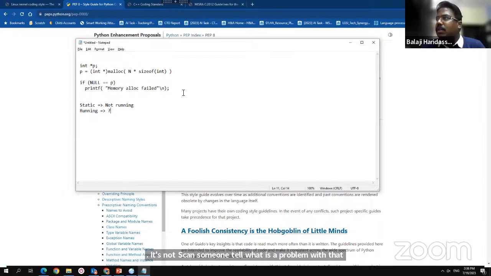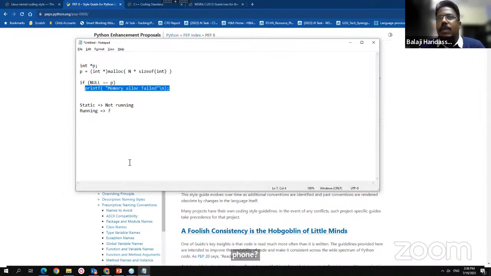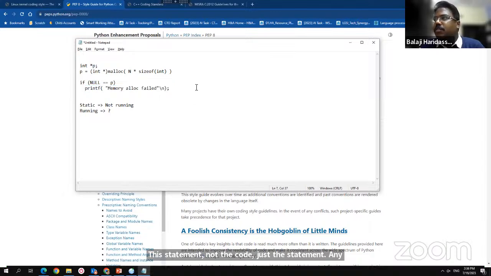This statement, not the code, just this statement. Any idea? Is there any issue? I'm not saying there is a problem. Is there any issue is my question. Yeah. Anyone?